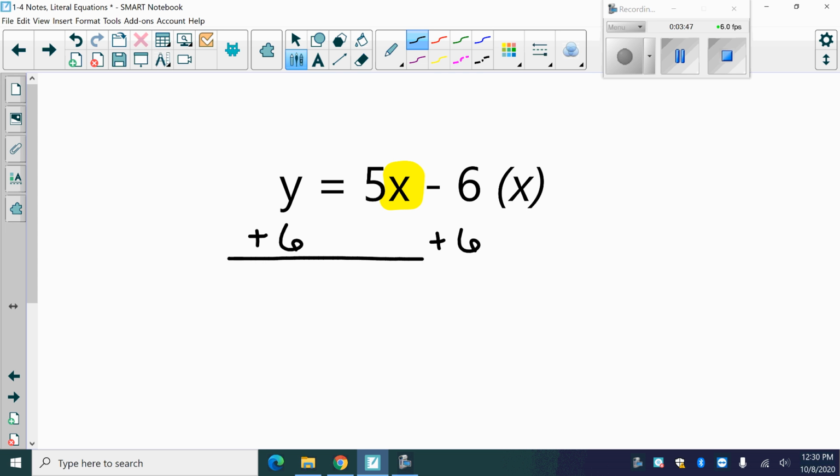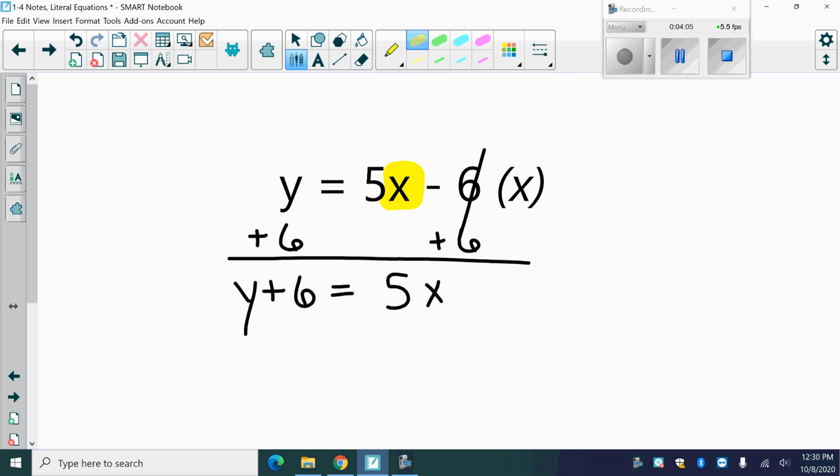And does anybody know what y plus 6 is? No, they're not like terms. You cannot combine them. So we just leave it y plus 6, just like that. And this side's going to cancel out. Negative 6 plus 6 is 0. So we have y plus 6 equals 5x.